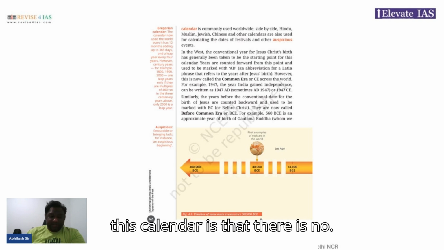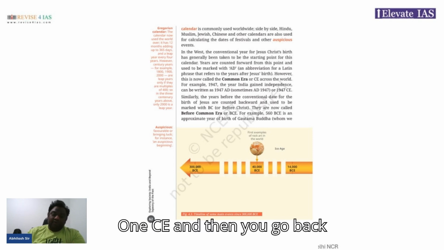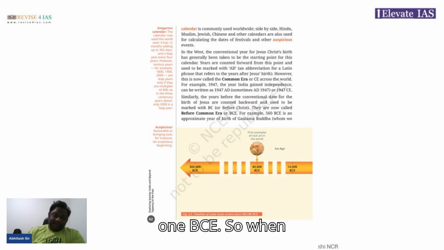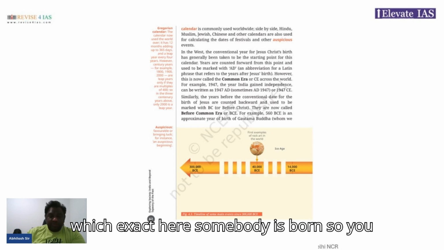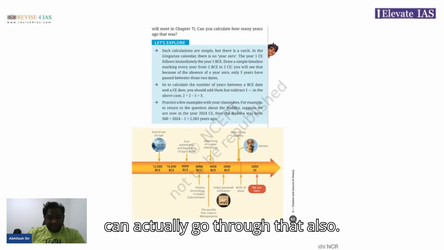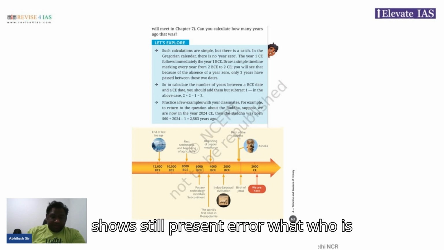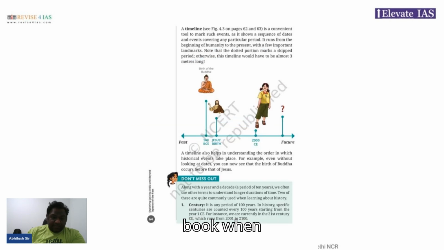One thing about this calendar is that there is no zeroth year. Everything starts with 1 AD or 1 CE, and then you go back to 1 BCE. So when we have to calculate which exact year somebody was born, you have to deduct 1 year. You have to remember that. You can see the chart over here and go through that also. It is a good timeline which shows, till the present era, who was born when, like when Buddha was born before Jesus Christ. And this is called a timeline.